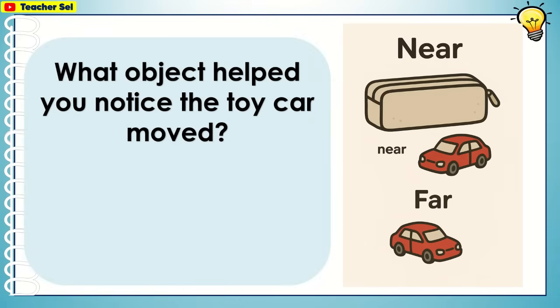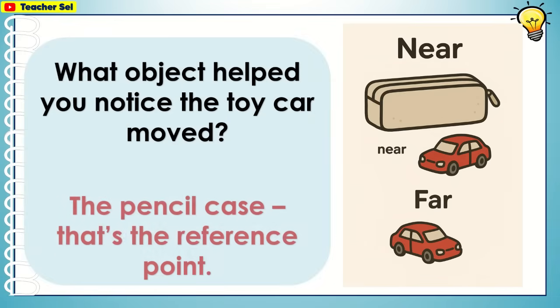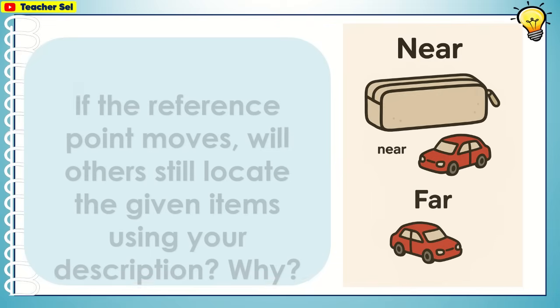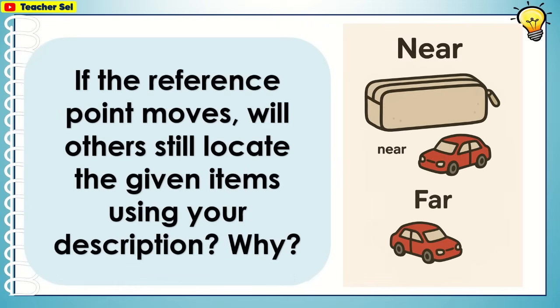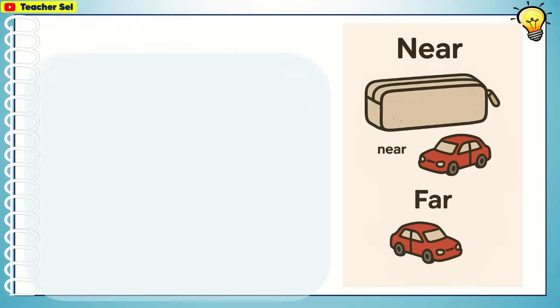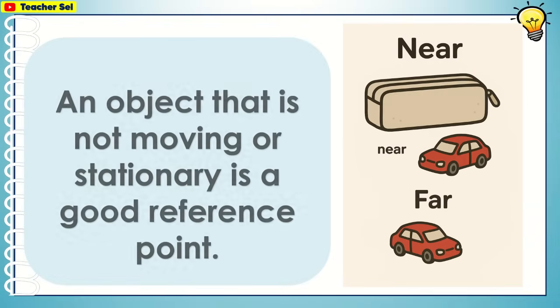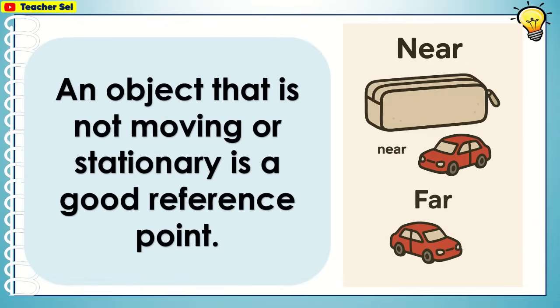What object helped you notice the toy car moved? The pencil case, that's the reference point. If the reference point moves, will others still locate the given items using your description? Why? No, because the location of the reference point has already changed, so the description of the location of the object should be changed. An object that is not moving or stationary is a good reference point.